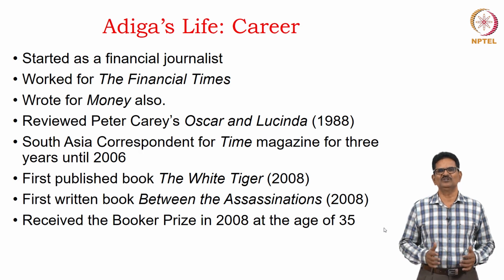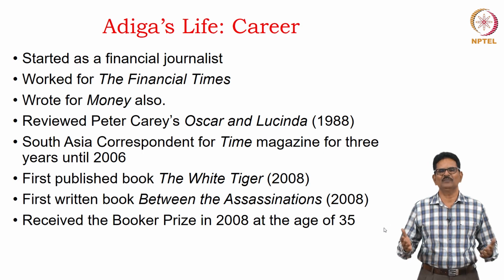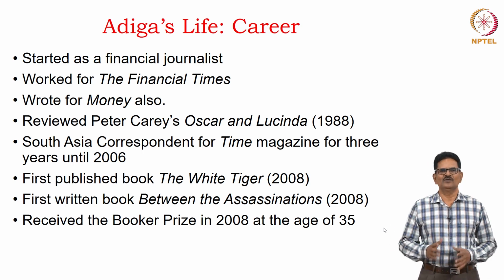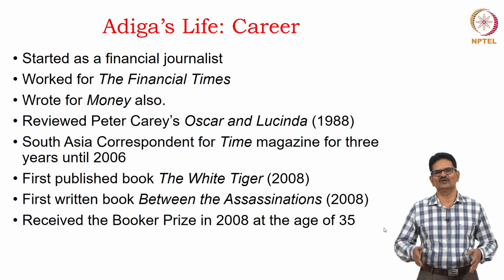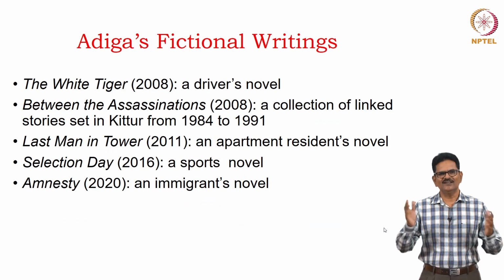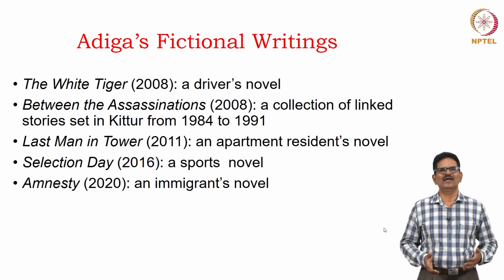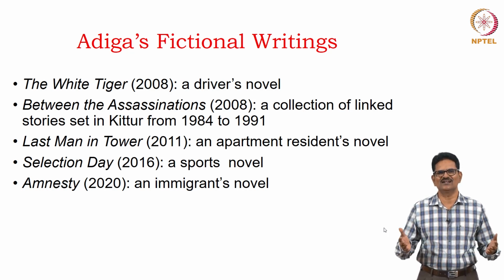He first published his book The White Tiger in 2008 and won this Man Booker Award. However, the first written book was Between the Assassinations, that was also published in 2008. He received the Booker Prize in 2008 at the age of 35. He is considered to be one of the youngest writers to have received the Man Booker Prize. He has written a few novels like The White Tiger. It is a driver's novel as it deals with the driver Balram.